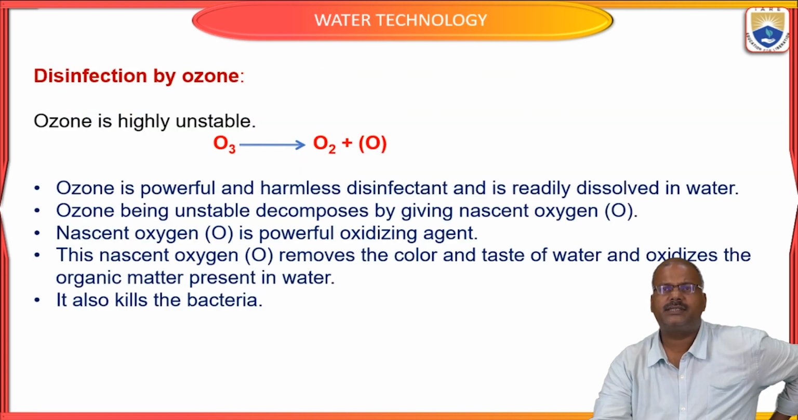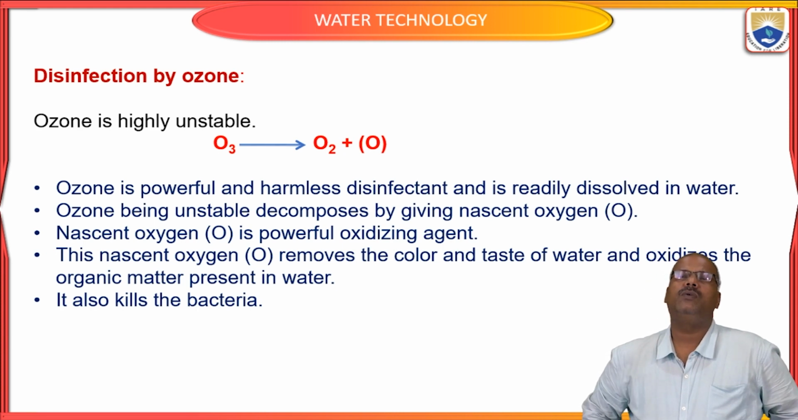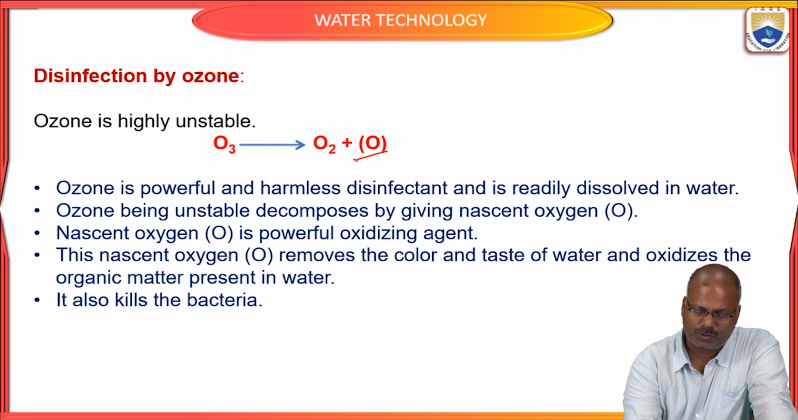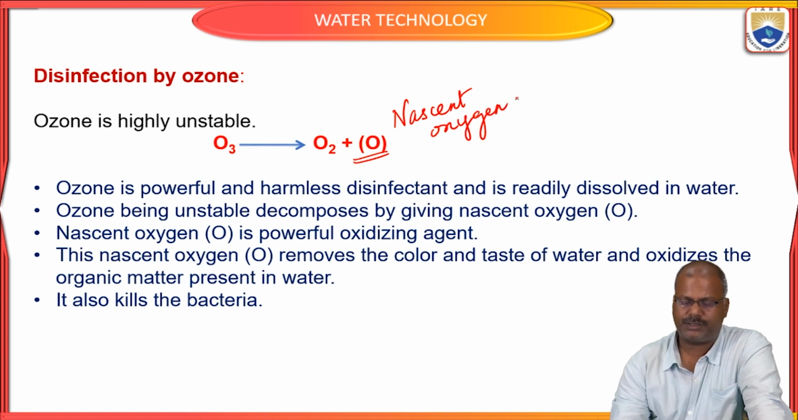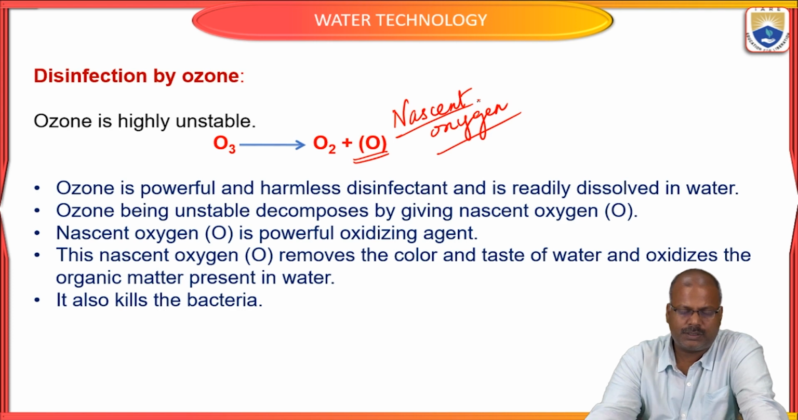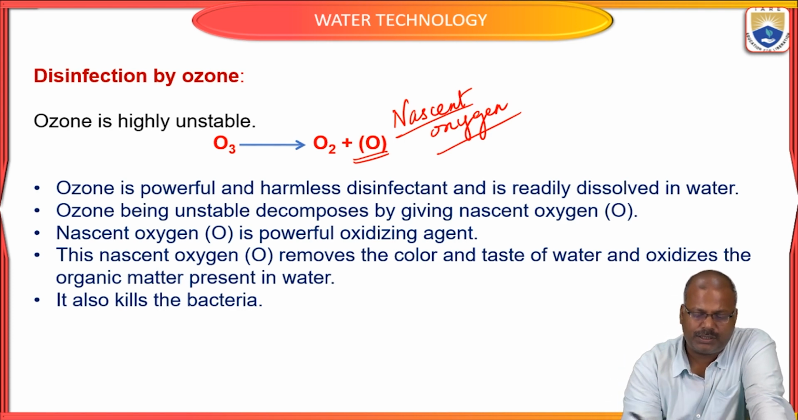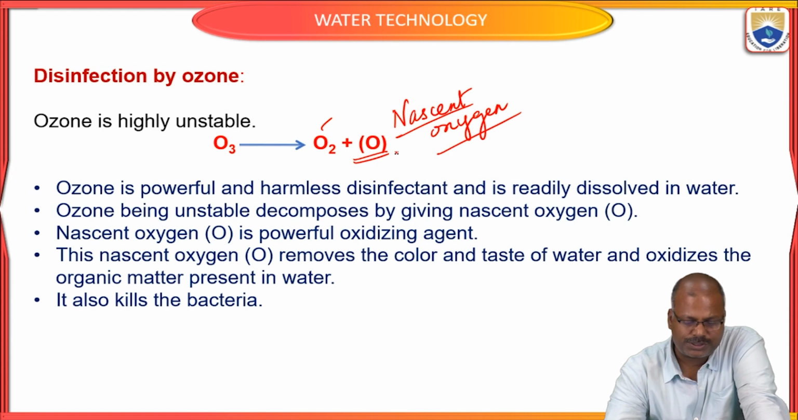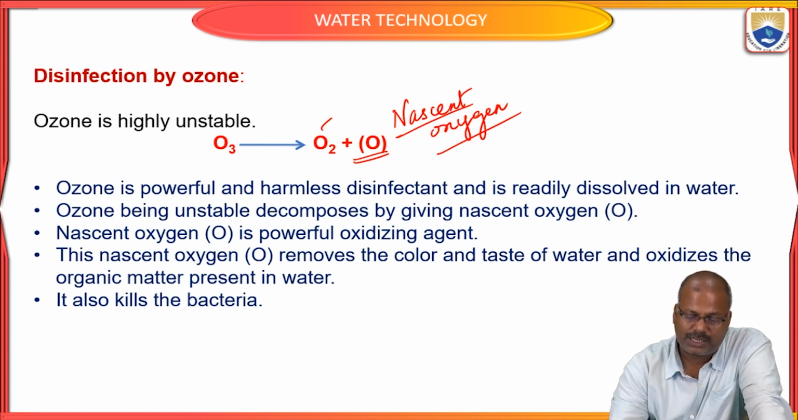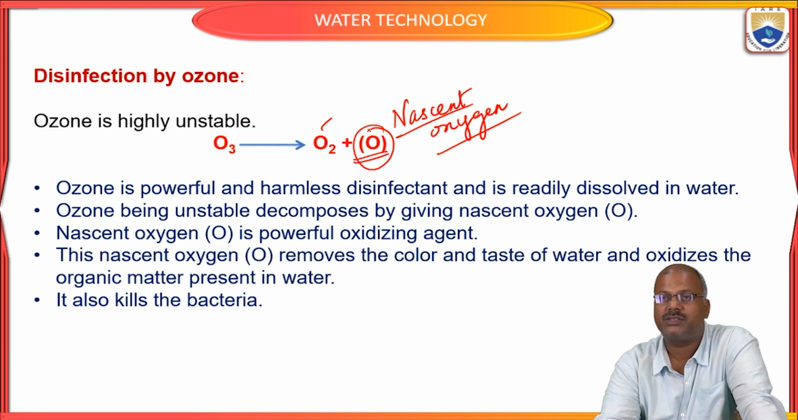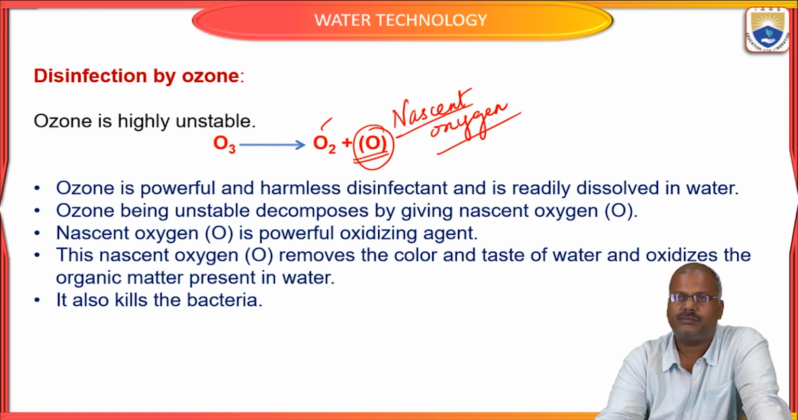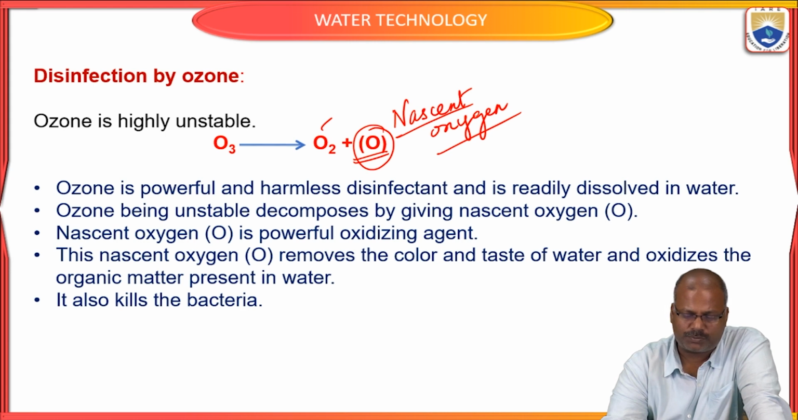That's why, again, disinfection by ozone. Ozone gives nascent oxygen. This is nascent oxygen, which actually destroys the bacteria. Ozone is highly unstable. It gives oxygen plus nascent oxygen. This nascent oxygen is highly reactive, which is doing the disinfection job, like we have seen HOCl, here nascent oxygen.